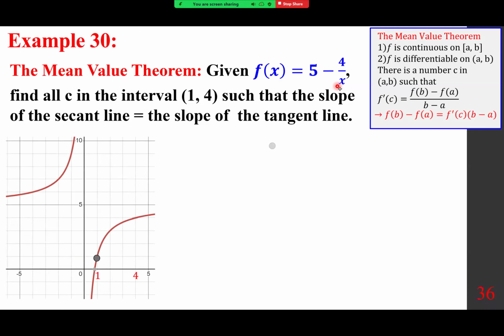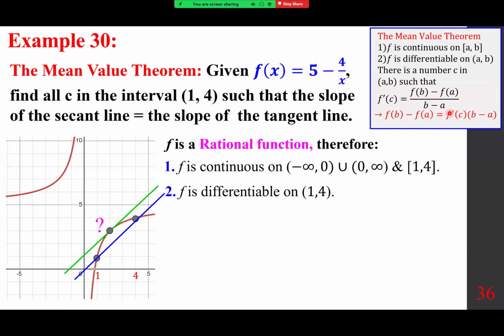So this is a rational function. So it's continuous from negative to positive infinity, except at 0. Therefore, it's continuous from 1 to 4. It's continuous from negative infinity to 0, union 0 to infinity, but we just want from 1 to 4. And therefore, it makes it continuous from 1 to 4 and differentiable from 1 to 4. Again, there's no discontinuity, no sharp corner. It makes it differentiable. Remember, we are not interested in the endpoints when it comes to differentiability. And therefore, we can calculate f prime of c equals f of b minus f of a over b minus a. That means we are going to plug in a 4 and evaluate this, minus 1 and evaluate this.